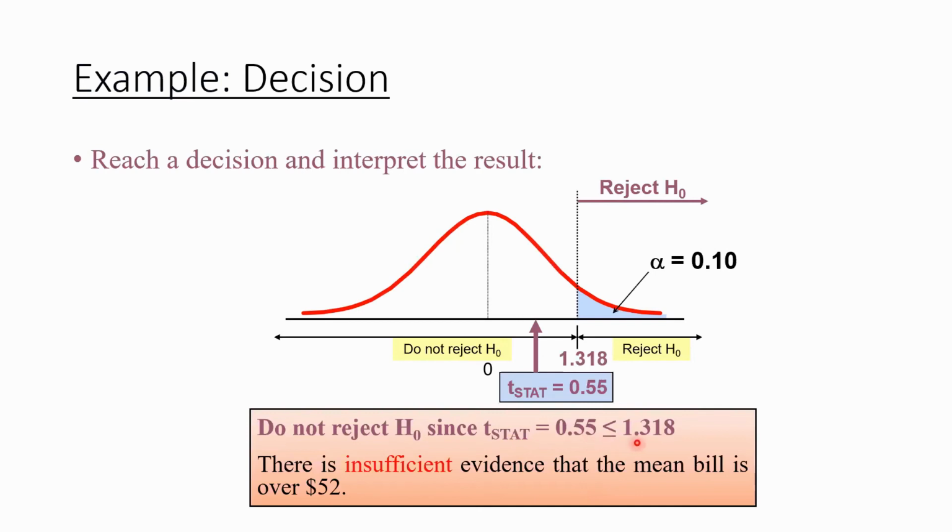All of this you have to write, keep in mind, when you're answering the question. And then you say there is insufficient evidence that the mean bill is over $52. You do not simply end at the point where you say you do not reject H0 since so and so, but you also have to write this particular conclusion, because this is what the manager or a store owner or someone who requires this information would understand. Someone who doesn't know statistics would understand only this statement, not the rest. So you have to write this last statement as well.